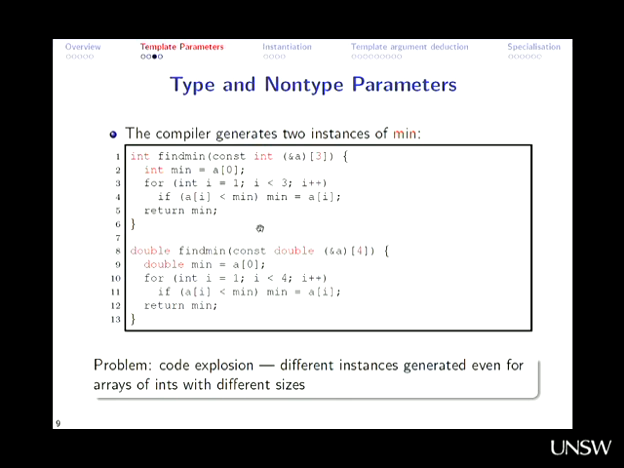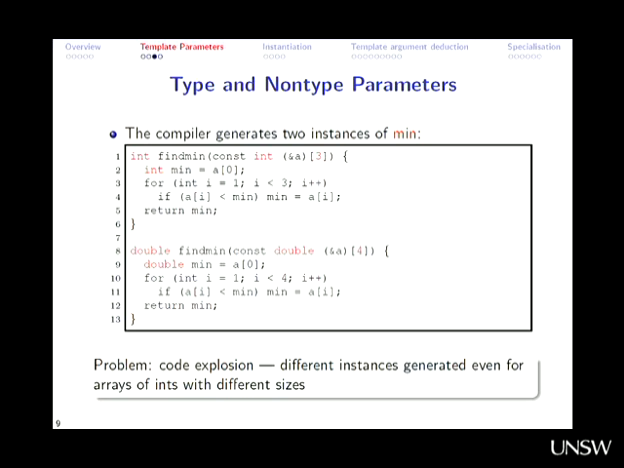Okay, so this is what the for code actually ends up looking like. We create two versions of the compiler's find min: one that's an int of size 3 and one that's a double. Basically what's happened is it's copied that code across and substituted in the types and the size where required.